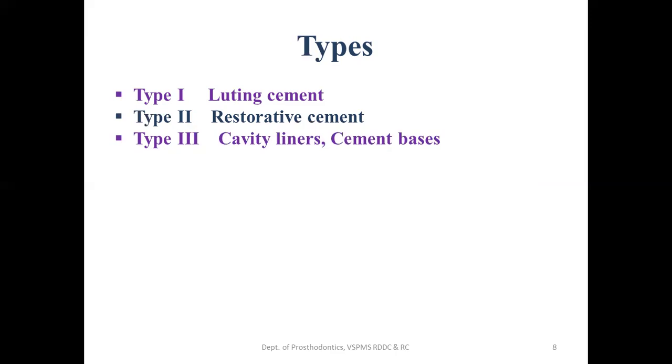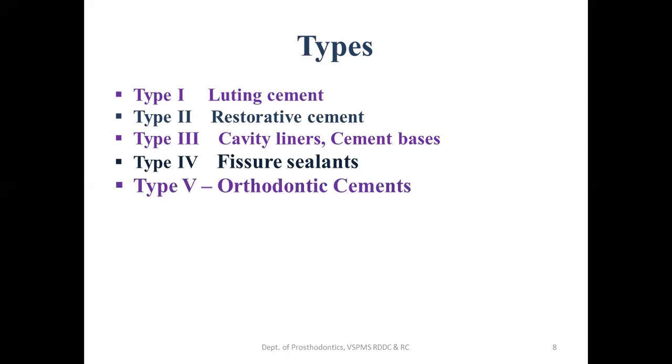The rest of the types according to the uses: type 4 is a fissure sealant. In some patients, the pits and fissures of the teeth are very deep and very constricted. They allow food lodgement, and such fissures are caries prone. So to seal these deep fissures, you can use glass ionomer cement type 4.